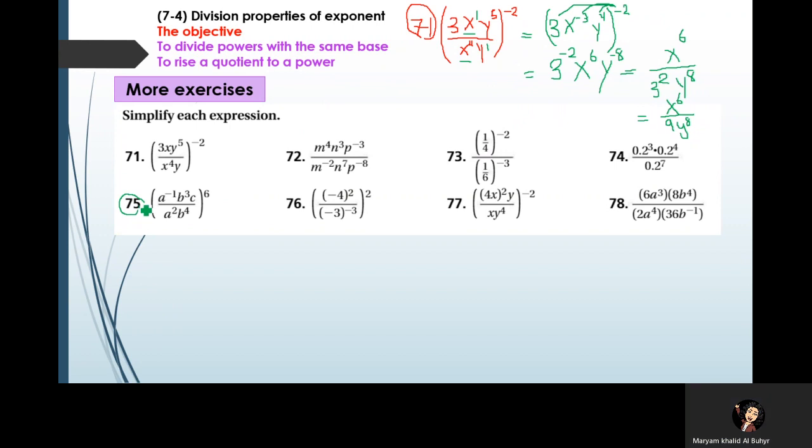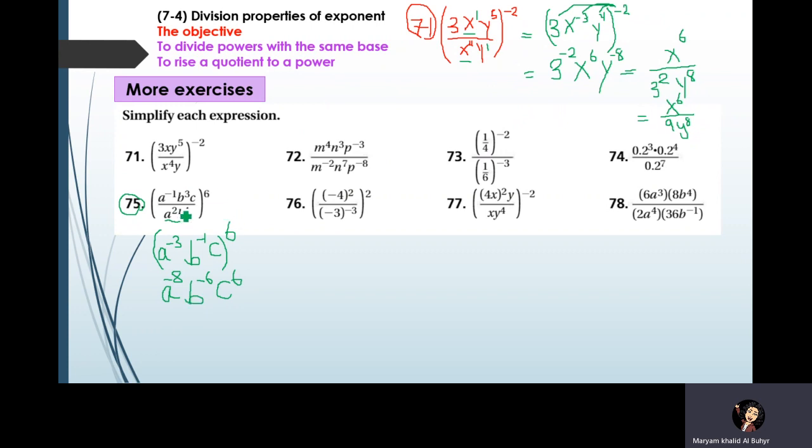For this one, I have the same thing. Before I distribute, I will try to simplify what I have inside the parentheses. Then I will distribute. So the first one will be a to the power minus 1, minus 2, minus 3, times b to the power 3, minus 4, minus 1. Finally, c, just leave it like that. All this to the power 6. Now I will distribute power 6. So that is a to the power negative 18, b to the power negative 6, c to the power 6.